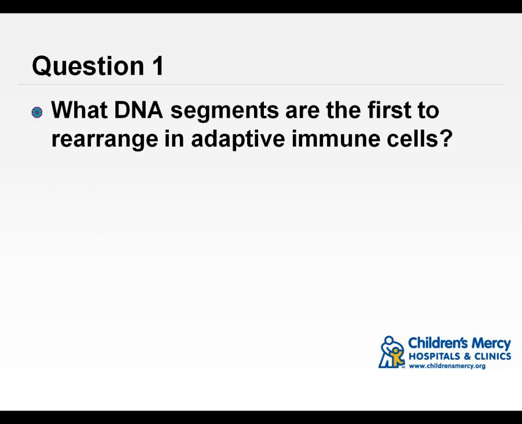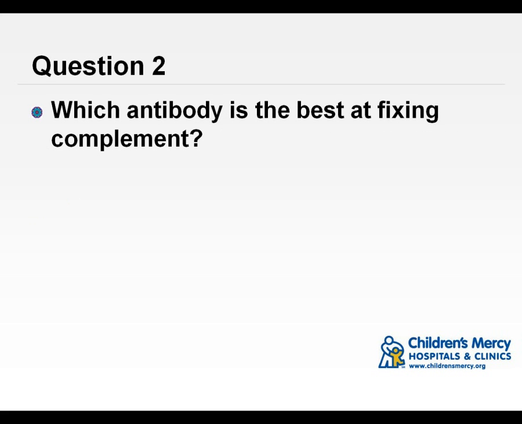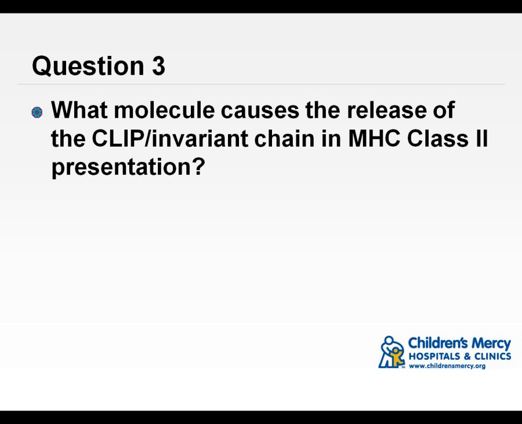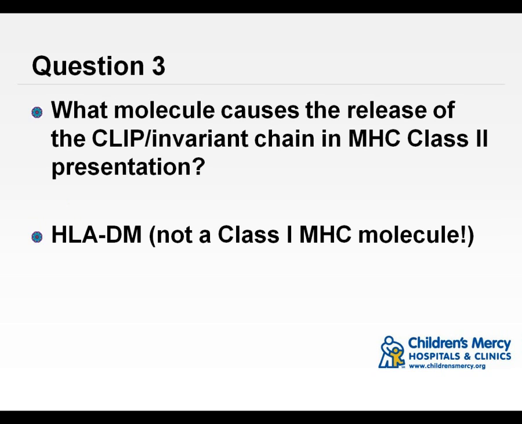Okay, so our review questions. Question 1, what DNA segments are the first to rearrange in adaptive immune cells? DJ. Very good, DJ, and then VDJ. Which antibody is the best at fixing complement? IgG3, 1, 2. Yep, and even before IgG, what's the best? IgM, then IgG3, 1, 2. Very good. And what molecule causes the release of the CLIP or the invariant chain in the MHC class 2 presentation? DM. HLA-DM. Very good. Okay, that's it for today.